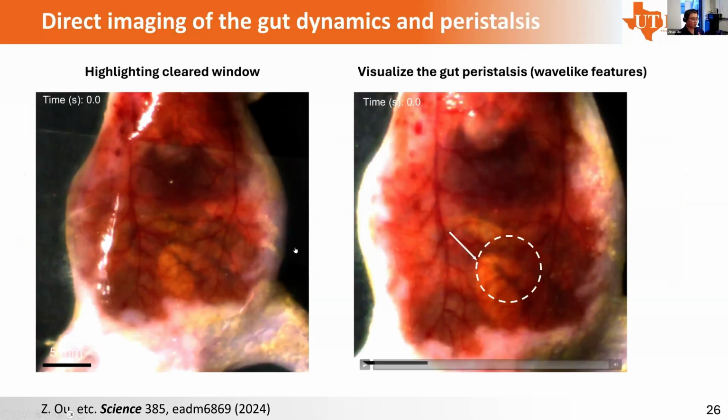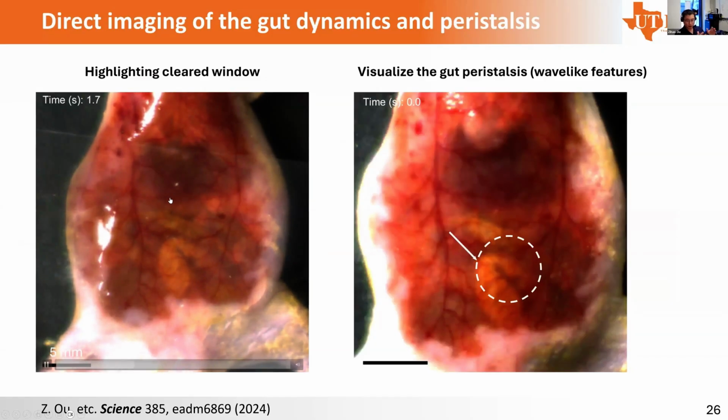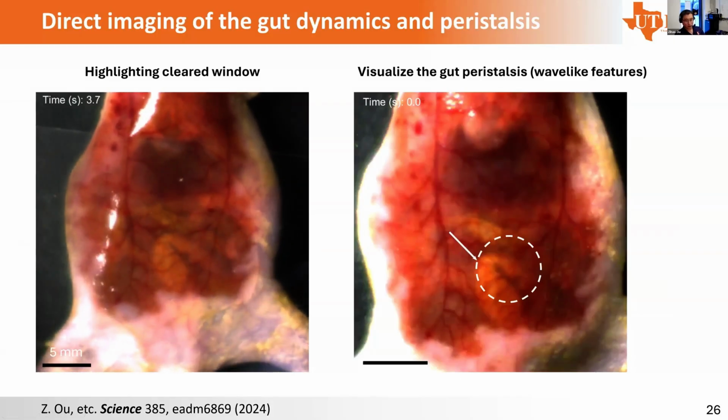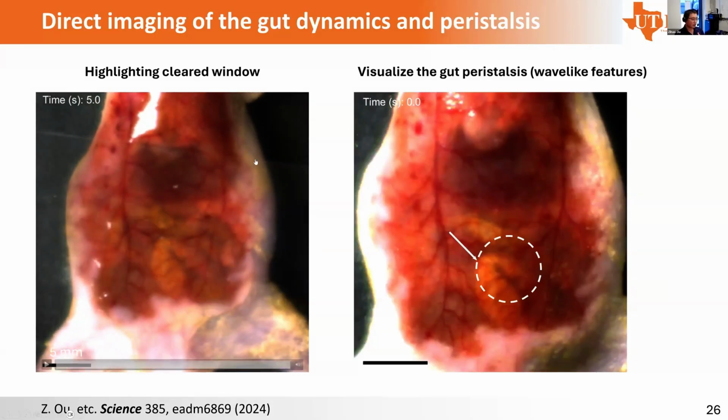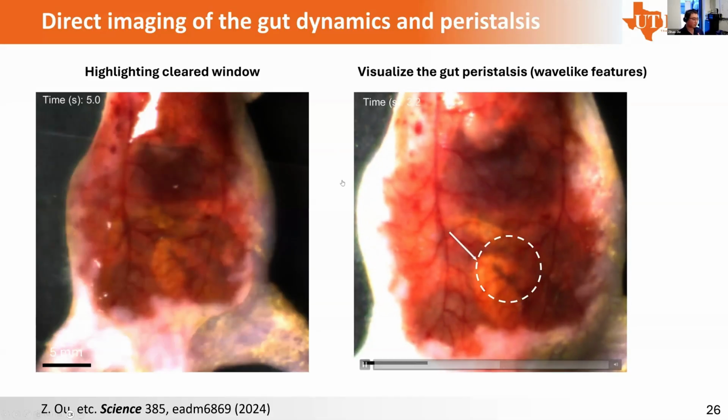Why this is important is that we are not only seeing that, we are seeing it in live animals. For example, now we can see the mouse is still breathing, and you can see the internal organs from all different angles. And we can also see how the organs move inside the body.